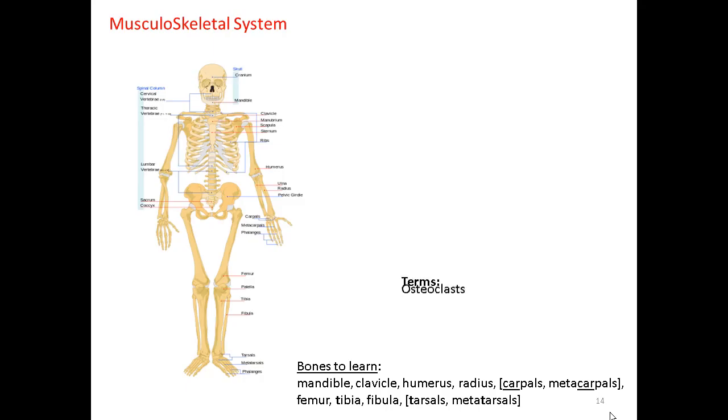There's two types of cells that are necessary for this. Again, we're going to look at the root words of these words. So you see osteo, which means bone, so the first part of the word, and then you see clast, and then you see osteo and blast. I highlighted the B because B stands for build.